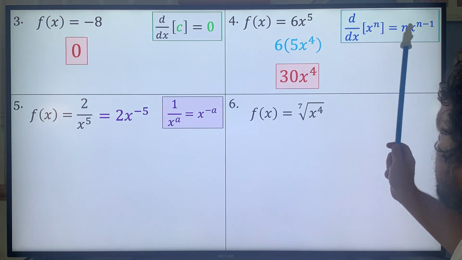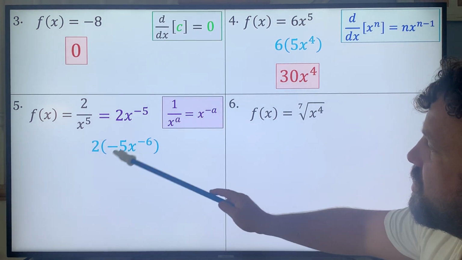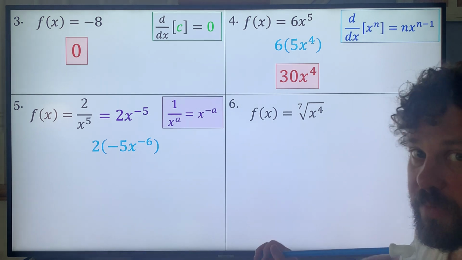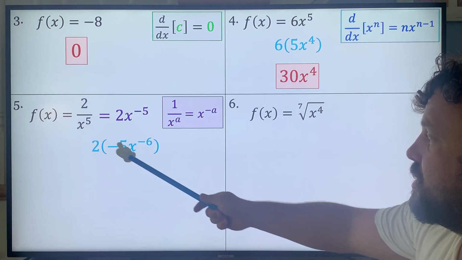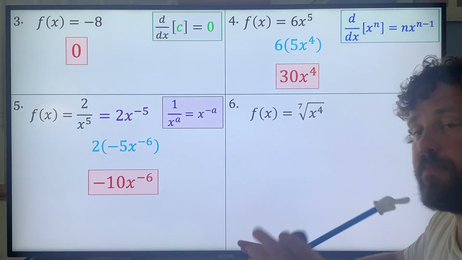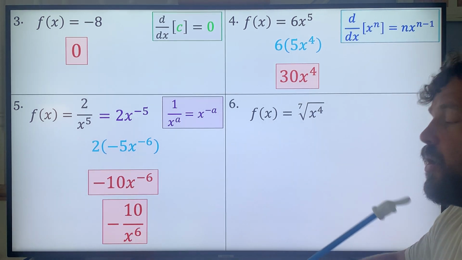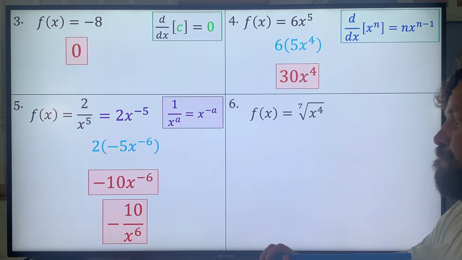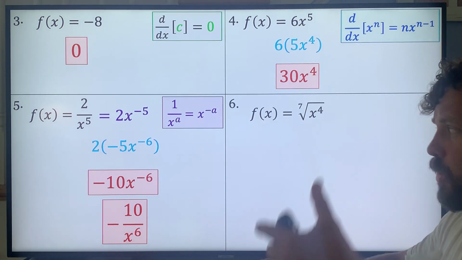But now we can use our power rule. So you got 2 to the negative 5, x to the negative 5 minus 1 is negative 6. That gives you negative 10, x to the negative 6. All right. If you want to rewrite it, be my guest, you can make this negative 10 over x to the 6. Got it? Awesome.